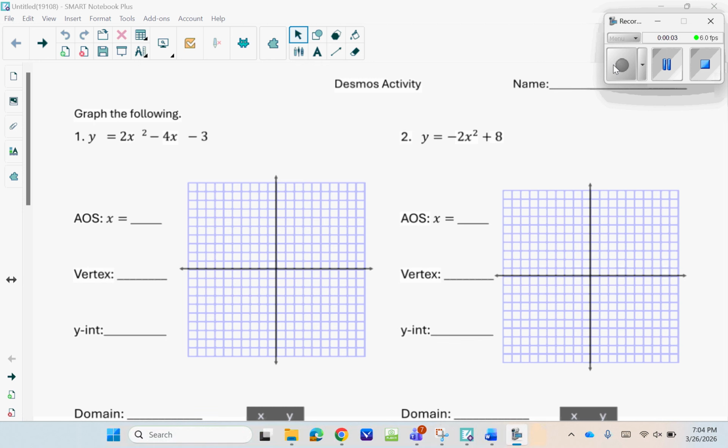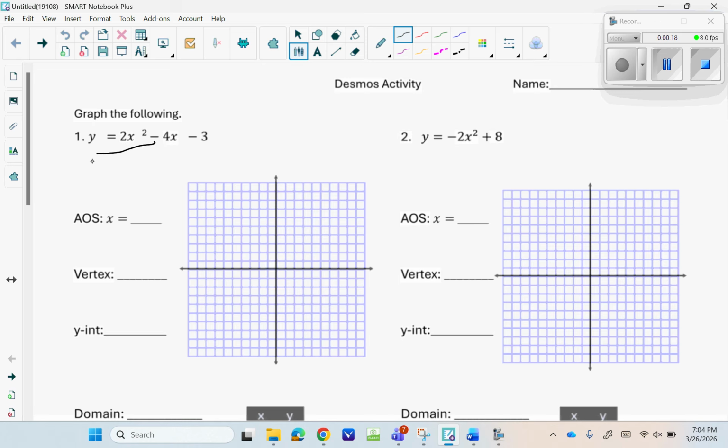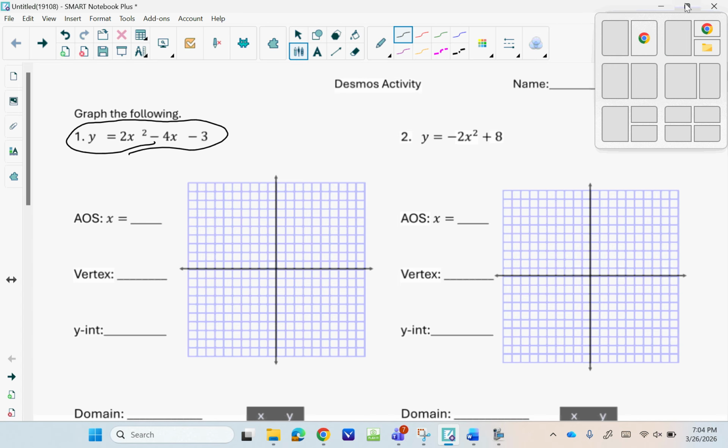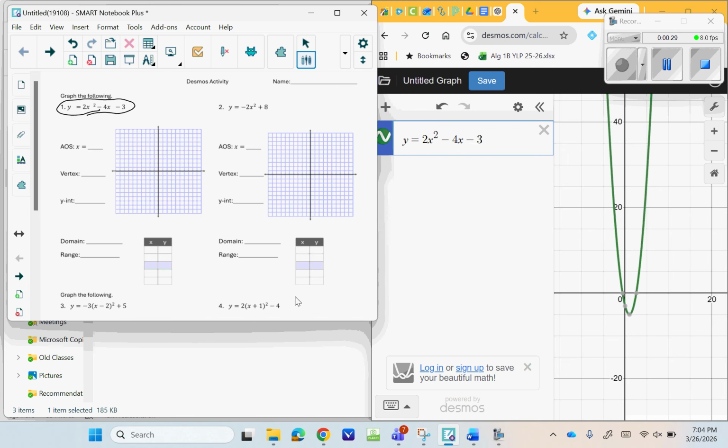Hey guys, welcome to our first lesson where we are going to be really talking about graphing quadratics and what that looks like and all that good stuff. So on this Desmos activity, the first thing I want you to do is go to Desmos and type that in. And so I have done just that, and we're going to talk about some stuff here.